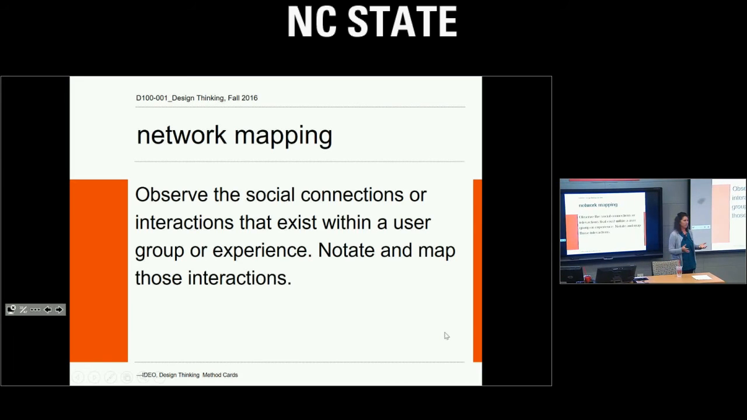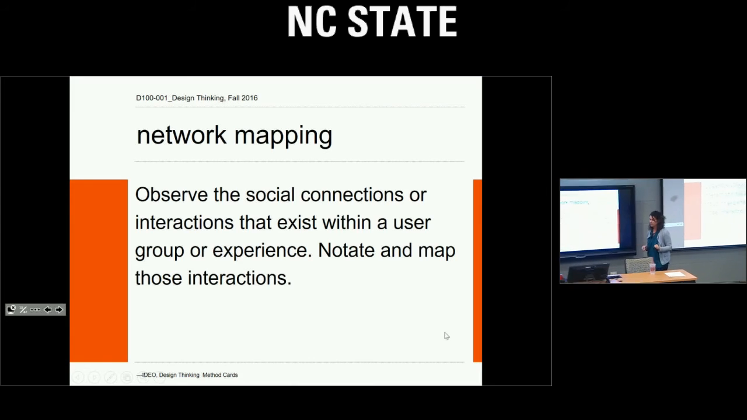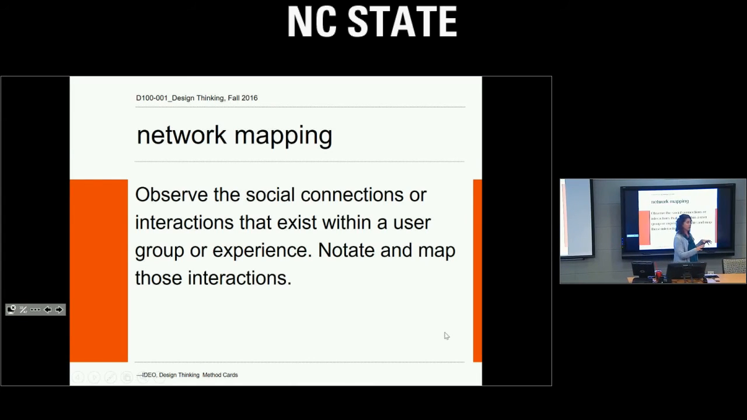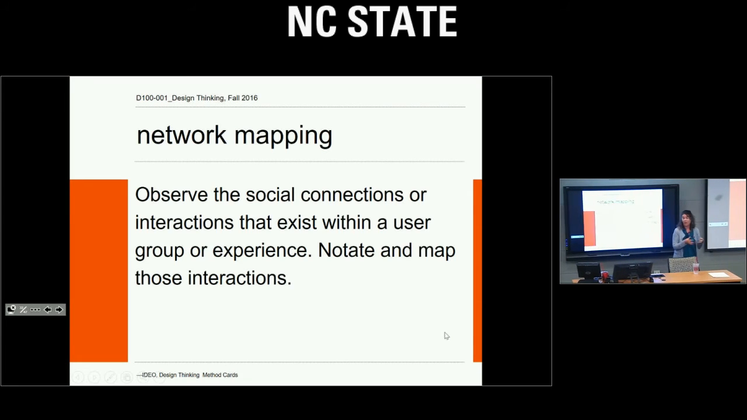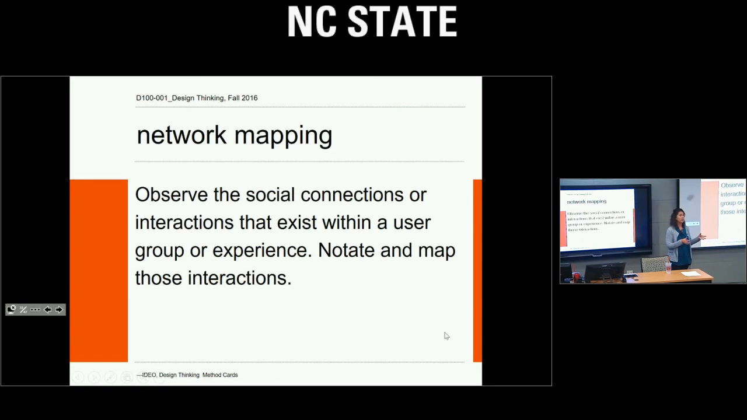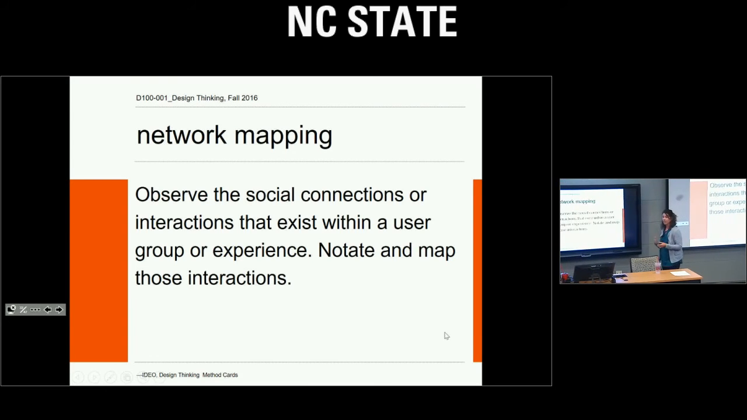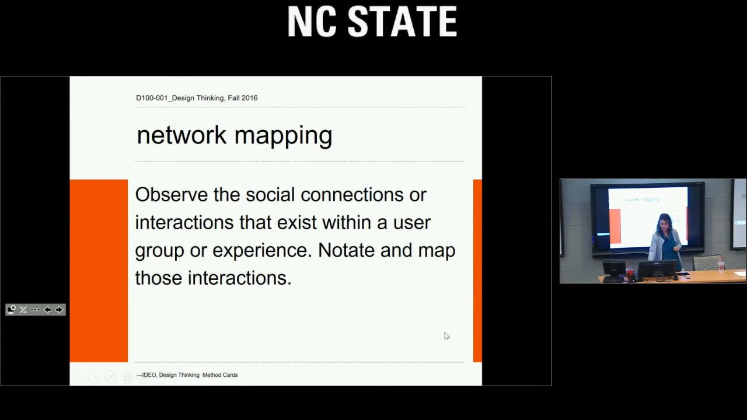And then I think this is the last one I have on here. Network mapping is another one. So really observing the social connections and interactions that exist, and notating and mapping those. Again, you can observe that. If we use a coffee shop example again, maybe you're going to see how many people are in groups versus how many people are by themselves in the coffee shop. Maybe you're going to see how many people in those groups are talking and laughing and having fun versus how many are studying or doing some other kind of group activity. And you notate and map those.